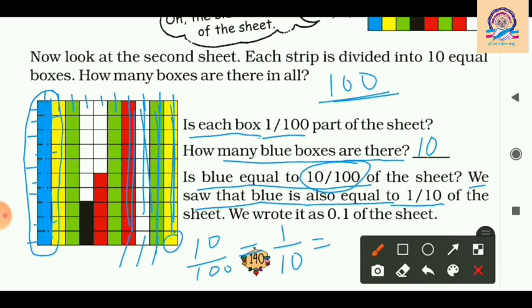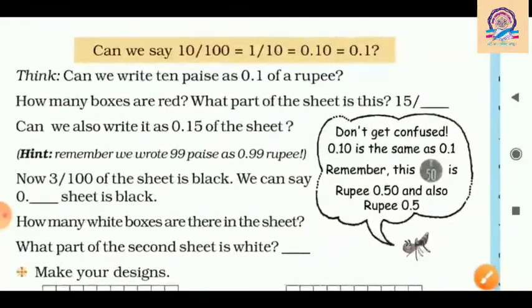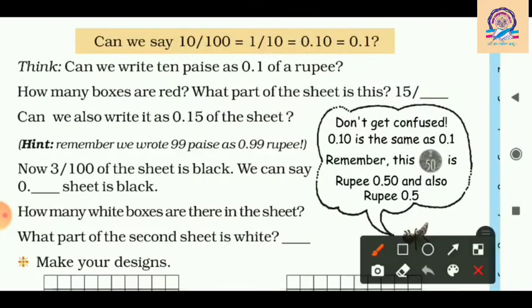And in decimal form we can write it as 0.1, or you can also write 0.10. Both will be correct. These all are the same. You can also say that these are equivalent fractions and these are equivalent decimal numbers. 0.1 is equal to 0.10. Remember it.